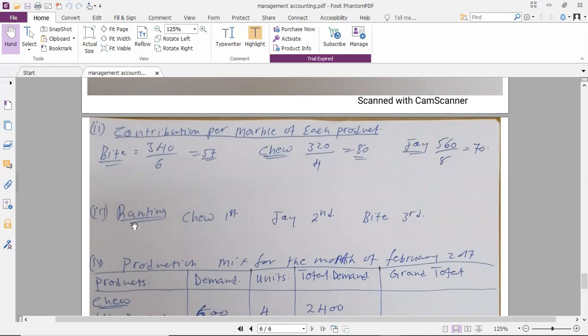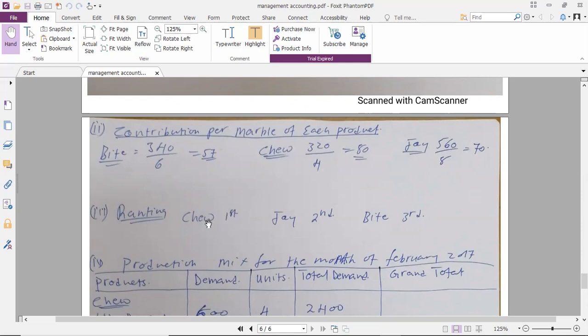Then the next question is asking you in what order you are going to produce these items, or in what order you are going to arrange them. We call this the ranking. So you rank them from the highest to the lowest. Looking at this, the contribution of Chew gives me more profit than the others, so I need to produce Chew first. I need to serve the customers of Chew first, followed by Joy, and then Byte.